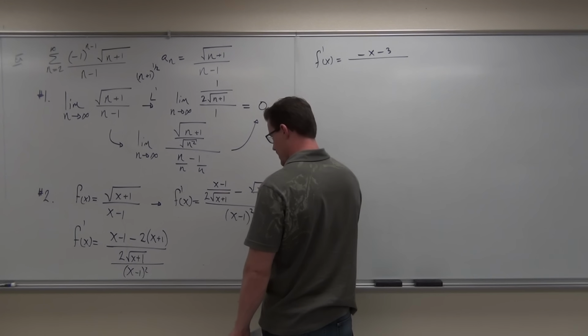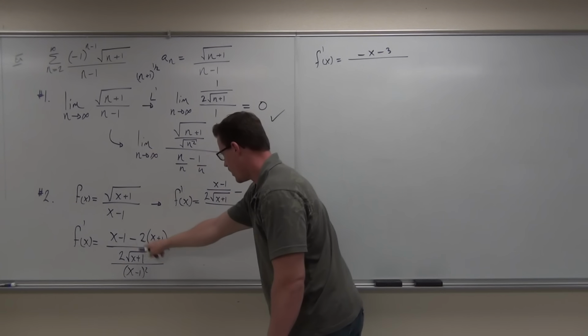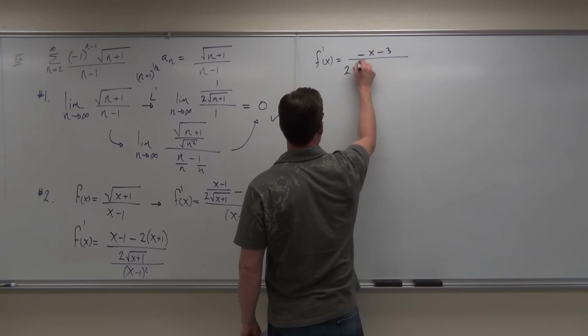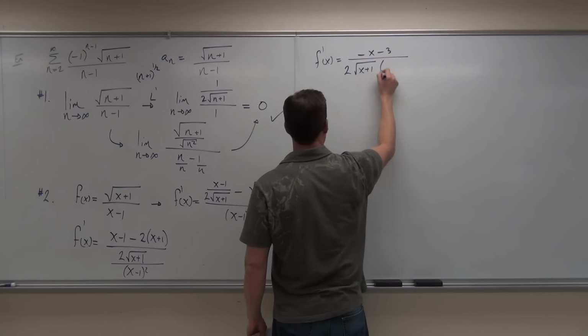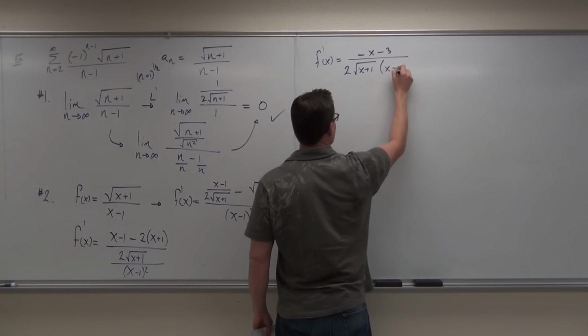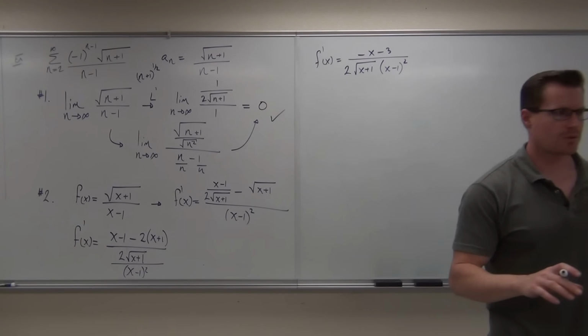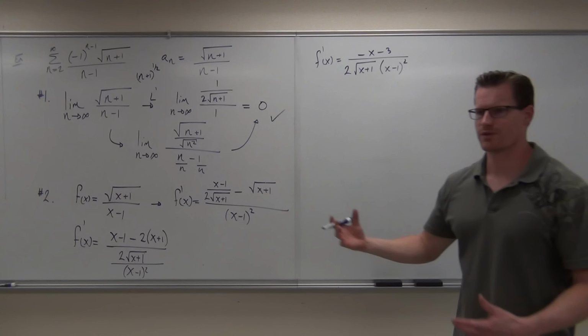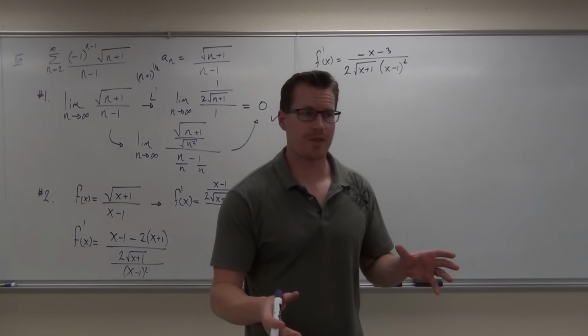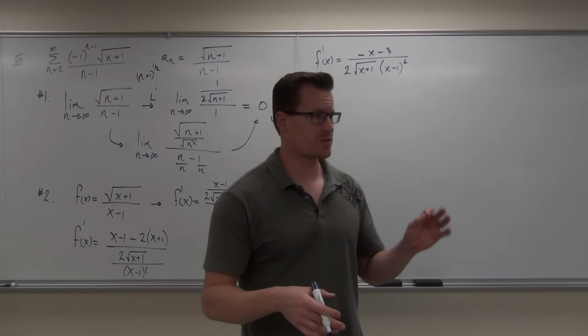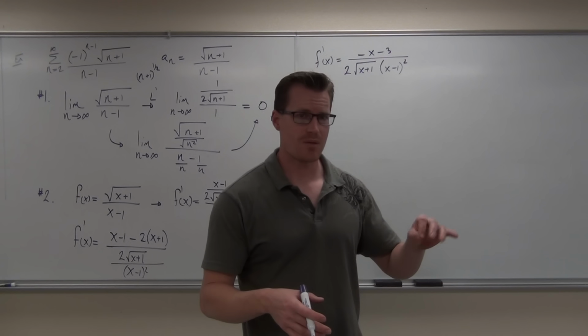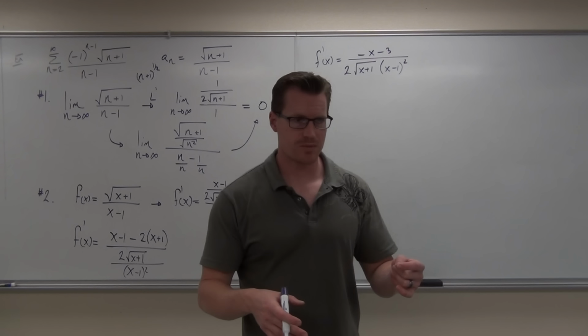Negative x minus 3 all over, if you do all of this, you're going to end up with 2 square root of x plus 1 times x minus 1 squared. Go no further because we're not trying to figure out a limit. So don't think, oh man, we've got to do a limit. We've got to get rid of x on the numerator. Who cares about that? All we're trying to see is whether this is positive all the time or negative all the time. Are you with me?